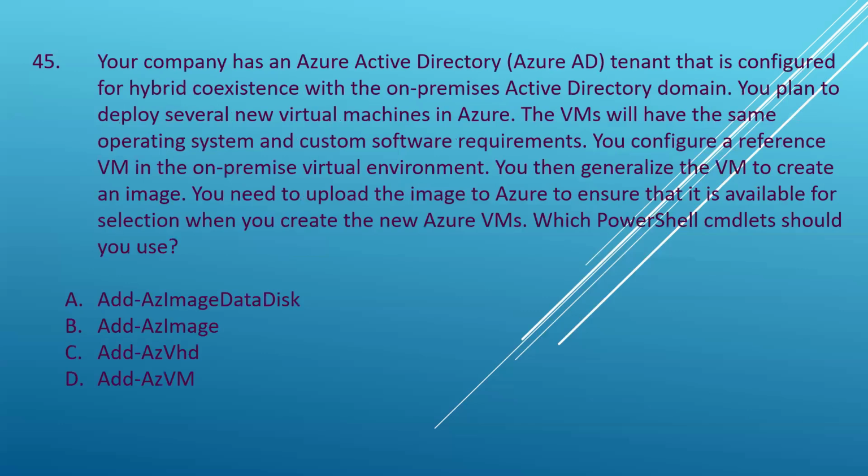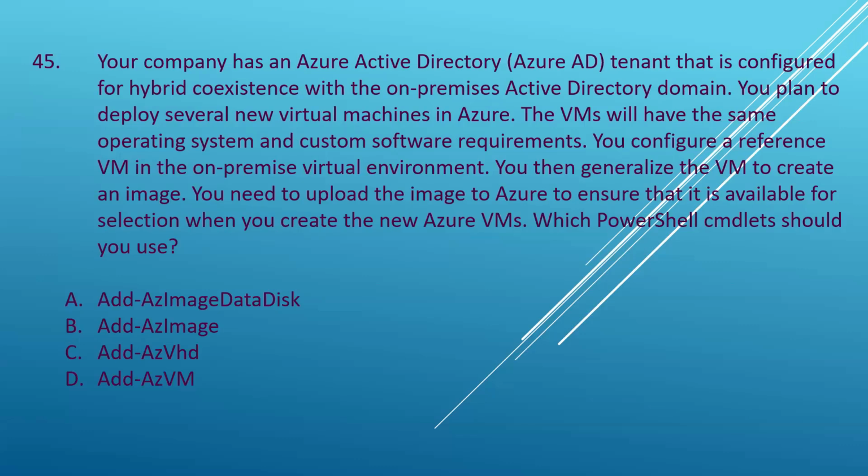Next question. Your company has an Azure Active Directory tenant that is configured for hybrid coexistence with the on-premise Active Directory domain. You plan to deploy several new virtual machines in Azure. The VMs will have the same operating system and custom software requirements. You configure a reference VM in the on-premise virtual environment. You then generalize the VM to create an image. So basically, you have created a VM image. You need to upload the image to Azure to ensure that it is available for selection when you create the new Azure VMs. Which PowerShell commandlet should you use?